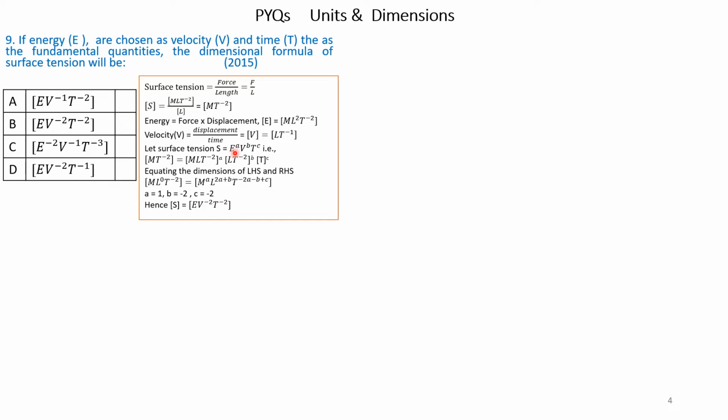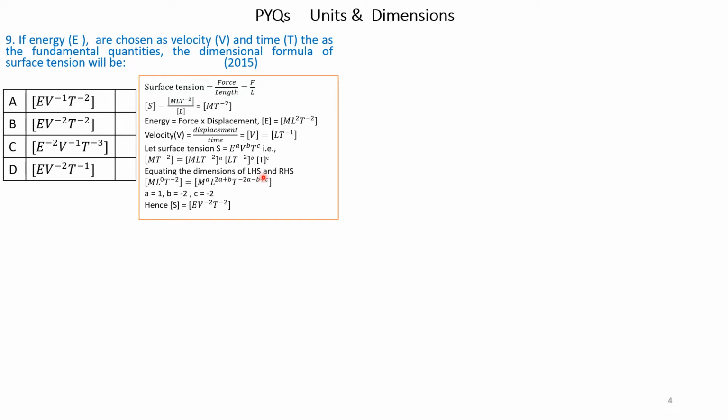So, let it be E to the power of A, V to the power of B and T to the power of C. Therefore, surface tension we have found MT to the power of minus 2 is equal to MLT to the power of minus 2, that is energy to the power of A and velocity to the power of B, LT to the power of minus 1 into B and T to the power of C.